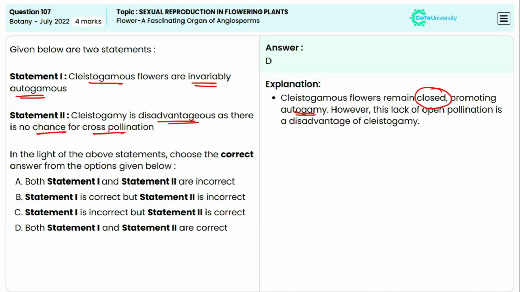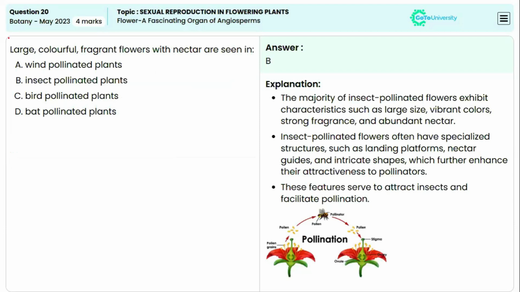Actually, both the statements are true because as we discussed right now, the cleistogamous flowers remain closed and they promote autogamy. So they lack the open pollination, which is the disadvantage of cleistogamy. So that means both the statements are correct, which makes option D the correct answer. So now we'll move to the next statement.